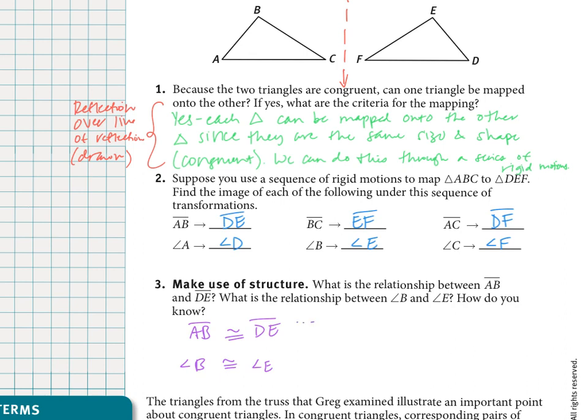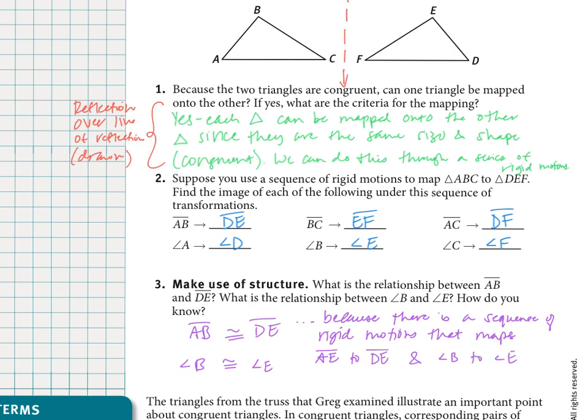Now, our reason for this is because there is a sequence of rigid motions, or there's at least one rigid motion where we can map AB onto DE and we can map B onto E. So that's what we're going to say. We're going to say those are congruent because there is a sequence of rigid motions that maps AB to DE and angle B to angle E.